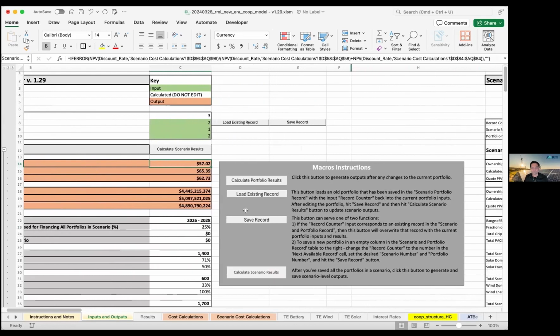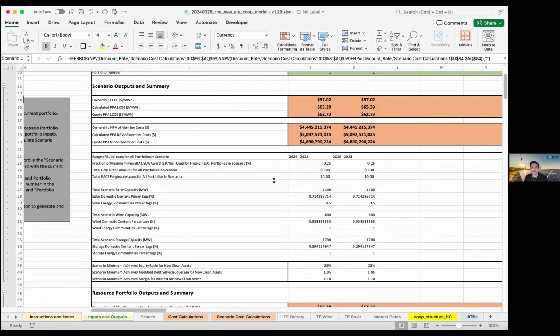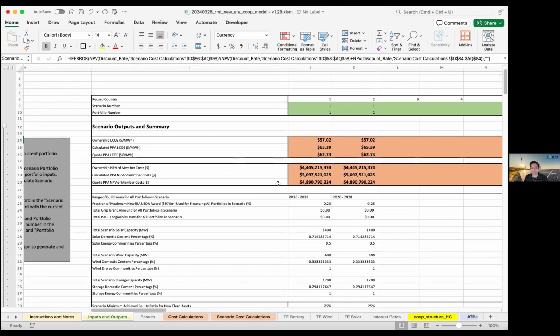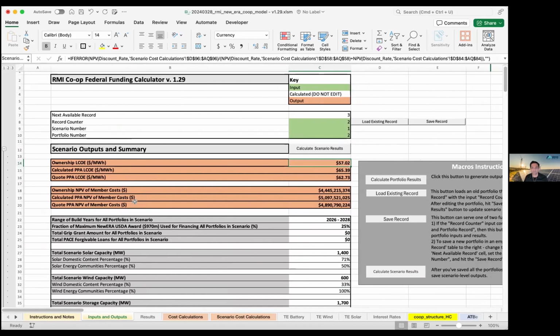Now, in this record, the results are saved in the scenario and portfolio record in the scenario output, so that you can see the net impact of the selections that you've made at a scenario level.